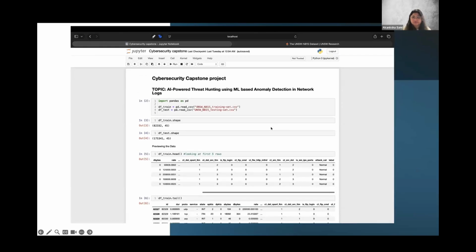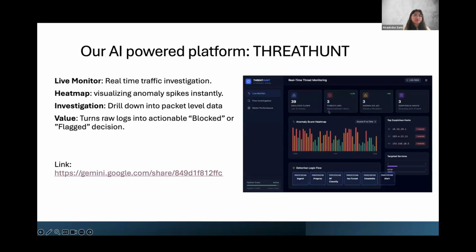Welcome to the back end. So now I would like to introduce to you the threat hunt, a dashboard that I built as a prototype using Gemini to visualize the data in real time.